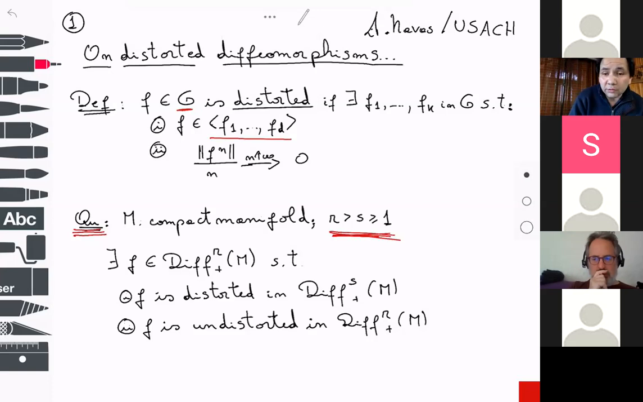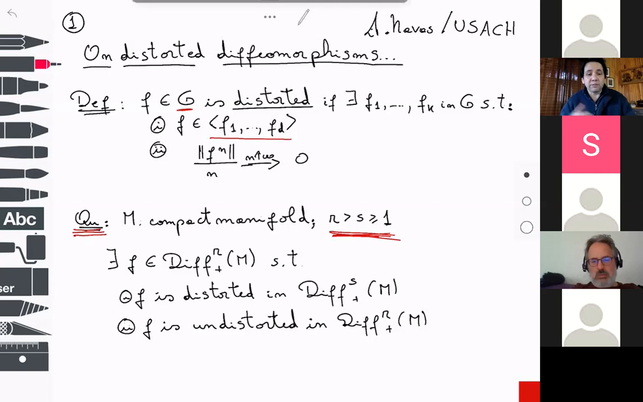And what I am looking for is a diffeomorphism which is of class C^R, which is the larger class of differentiability here, which is distorted in the group of C^S diffeomorphisms, which is a larger group, but which is undistorted in the group of C^R diffeomorphisms, which is the smaller group. Okay? And this is the question. So this is a very general one.